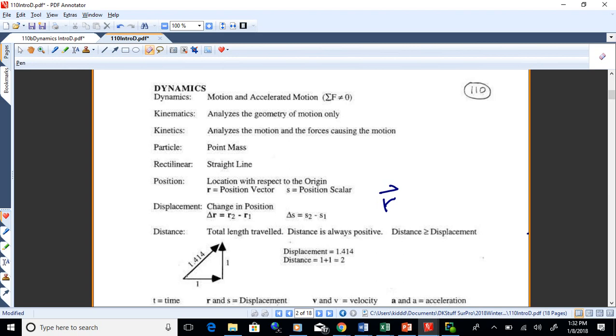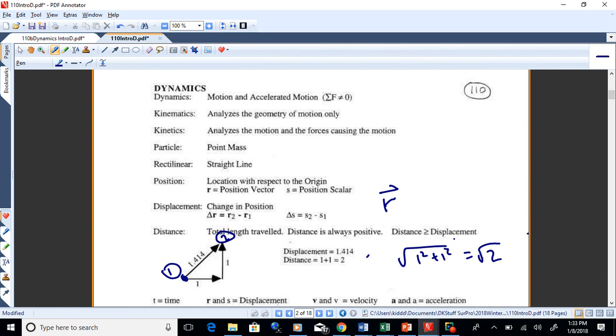Okay? So, if you start there at 1, and then you go to 2, but let's say to get from 1 to 2, you go 1 block east and then a block north as you're walking. Your distance is 2 blocks. But the displacement is not. The displacement is the straight line that connects 1 to 2, which in this case, using the theorem of Pythagoras, would be 1 squared plus 1 squared, which is the square root of 2.